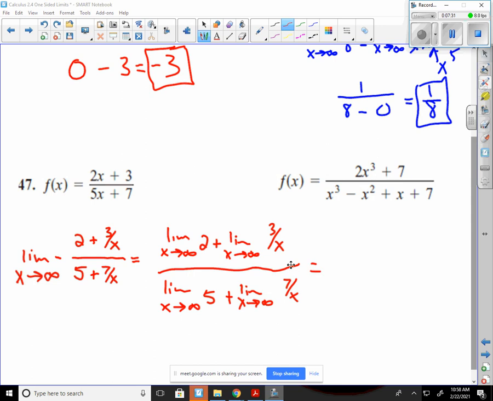By now you should start to be catching on. If I'm looking at x approaching infinity, there's no x in this first portion. That's just a constant that stays 2. The limit as x approaches infinity of 3 over x is just a number divided by x. That's always going to go to 0 when x is going to infinity. Same thing down here. I have 5 plus 0. 7 over x, it's just a number over x that goes to 0. My final answer is just 2/5.